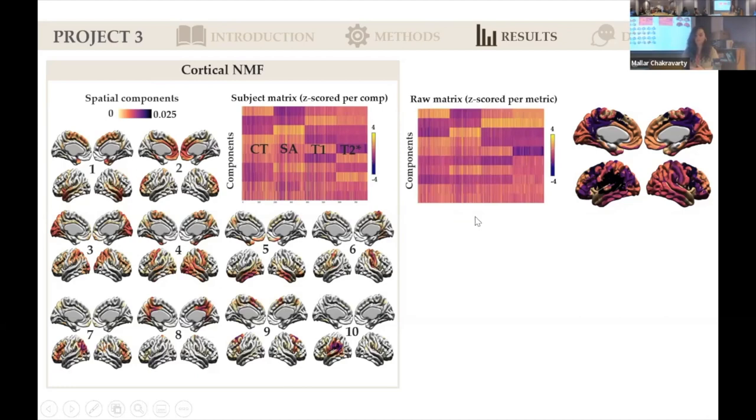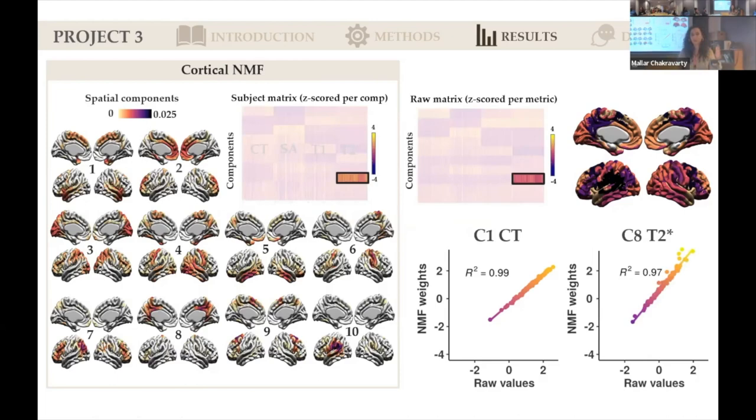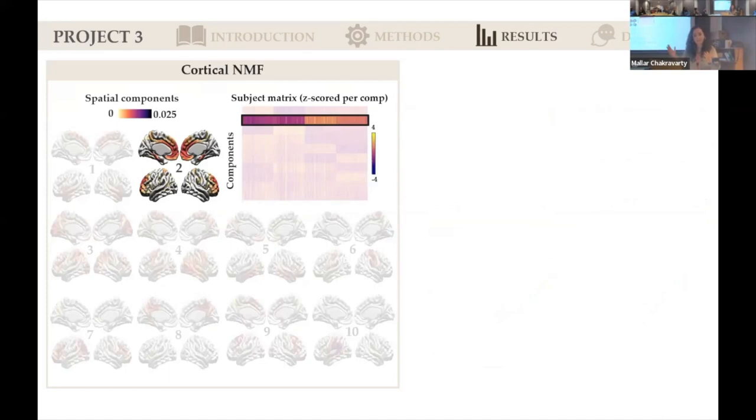That allowed me to actually test how similar they were. If I do the correlation between the NMF weights and the raw values, I can see that the correlation is almost perfect. Even if I go to the lowest correlation, it's still very highly correlated. So all that to say that in the rest of my analysis, every time I have NMF high CT weights, I can say it's high CT, because weights and raw values will be similar in the interpretation that I give. So now that we know how to interpret this matrix, we can look at an example.